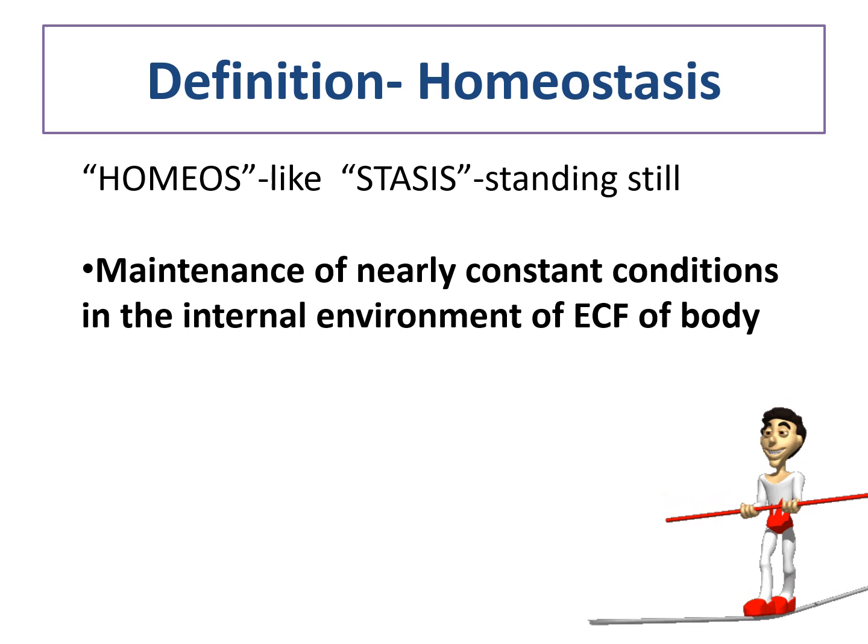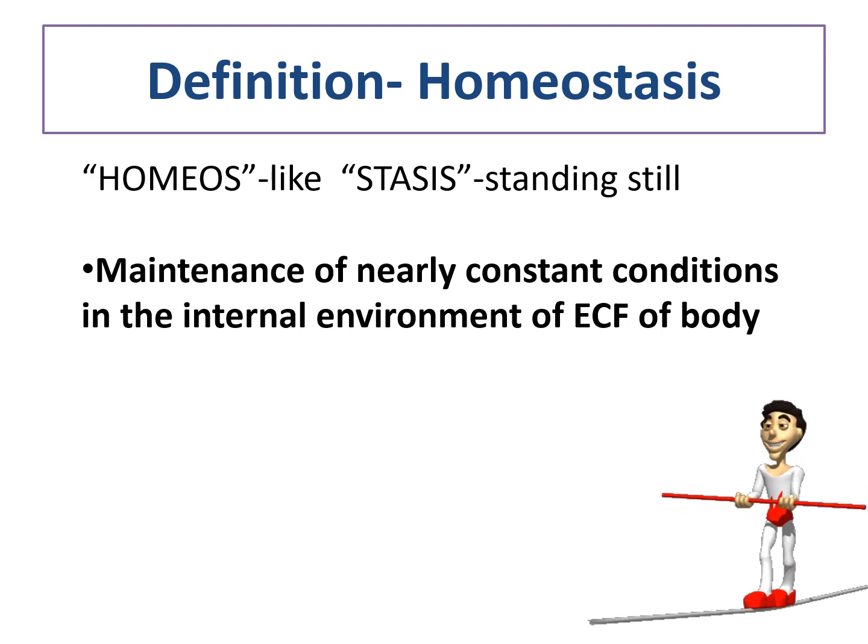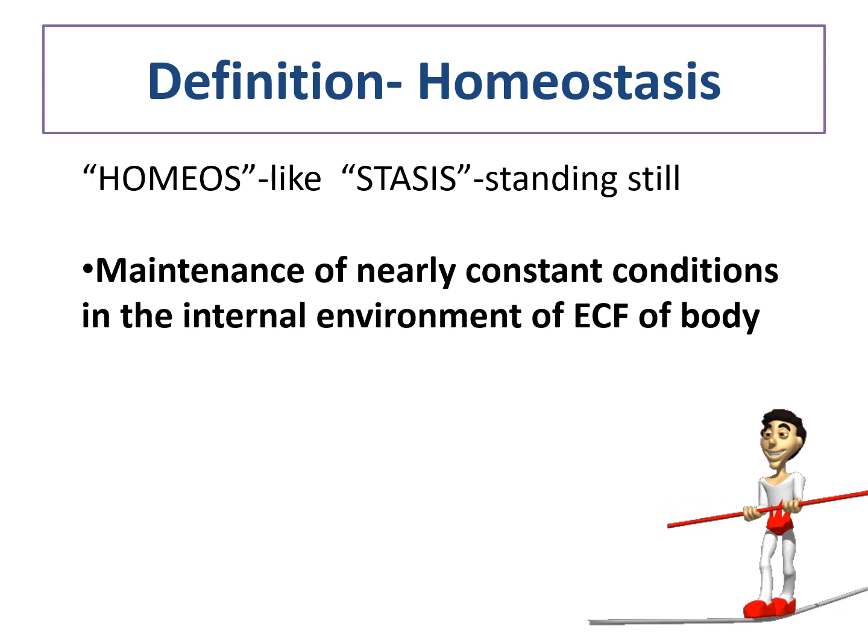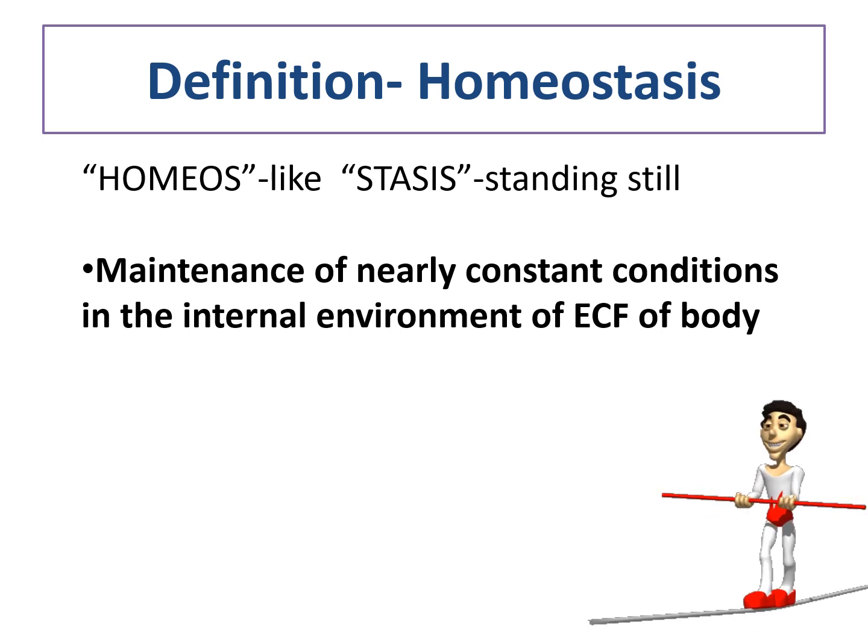What is the definition of homeostasis? Homeo means like, stasis means standing still. The definition of homeostasis is maintenance of nearly constant condition of internal environment of the extracellular fluid of the body. We know what is extracellular fluid.